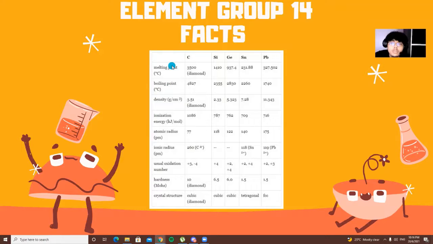All right, for the density, we can see that carbon is less dense than plumbum itself. And for the ionization energy, we can see carbon is the highest, and when we follow the trend until plumbum, it will decrease. Like I said, it is because of the attraction itself that makes the ionization energy higher.